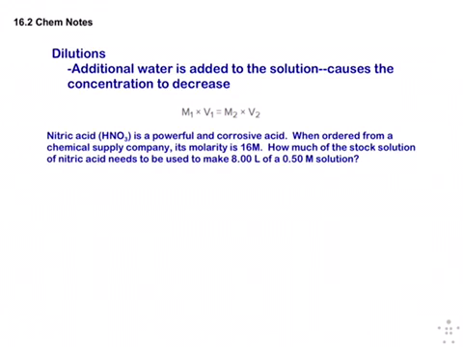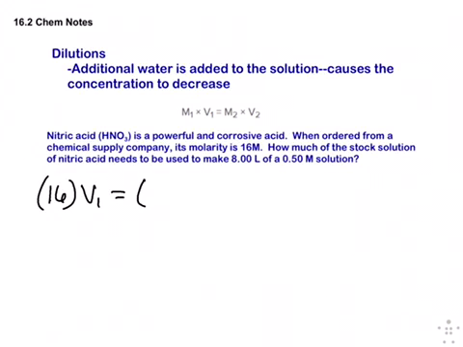Dilution is adding additional water to a solution. It causes the concentration to decrease. Handy dandy formula there. M in this case is referring to molarity, not mass. V for volume. So we can run this equation if you want. When ordered from a chemical supply company, you have a molarity of 16 moles per liter. How much of the stock solution of nitric acid needs to be used to make 8 liters of a 0.5 molar solution? So our initial molarity is 16. We don't know what the volume is.